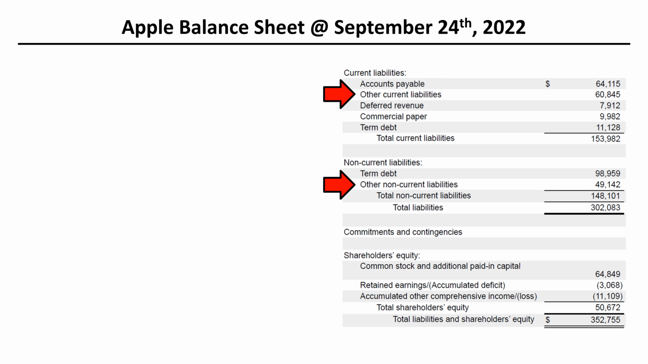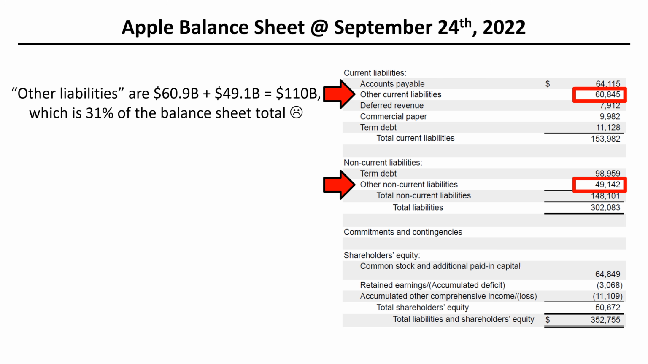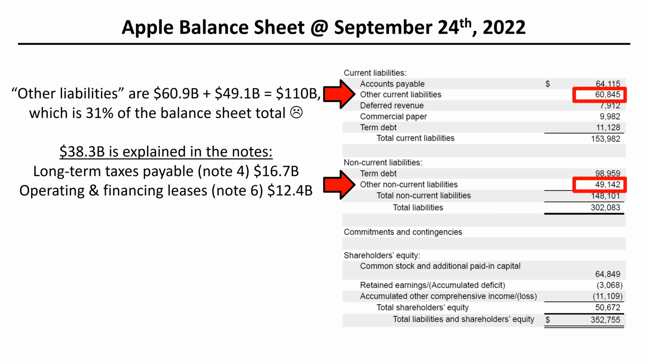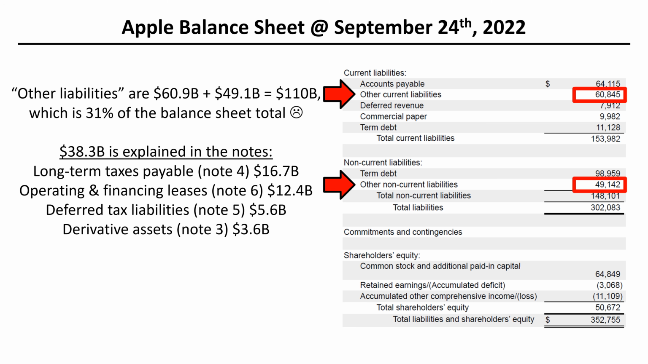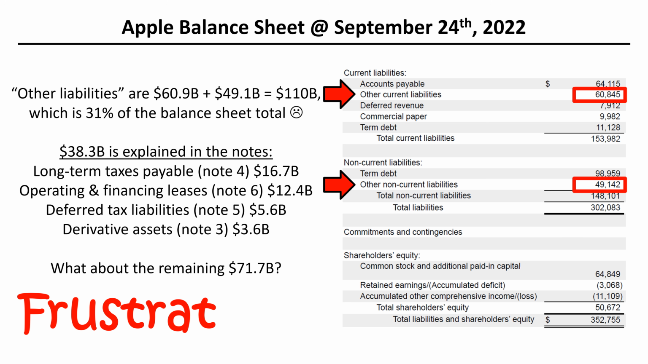Here we go again. Other. Stuff not itemized specifically. Quite a lot of stuff actually. $110 billion, 31% of the balance sheet total. Just like with other assets, you can find some detail on other liabilities if you browse and browse and browse through the notes to the financial statements. However, most of the amount remains unexplained, leading to few, if any, insights, but lots of frustration for anyone trying to properly analyze this balance sheet.